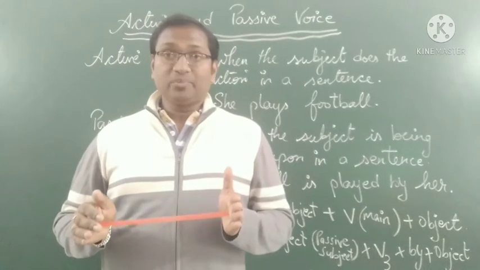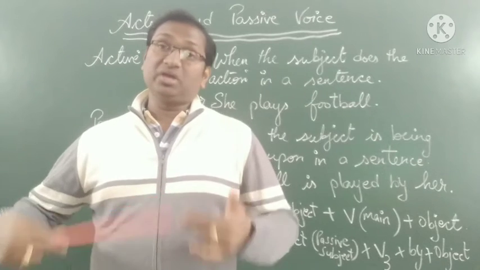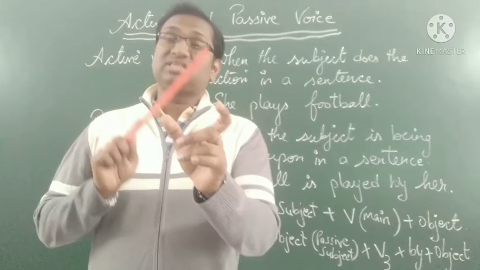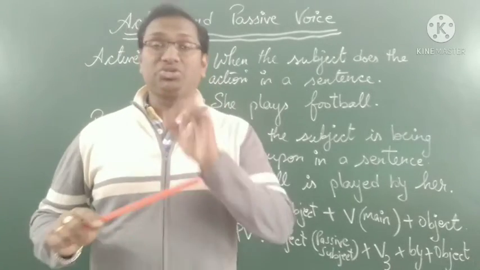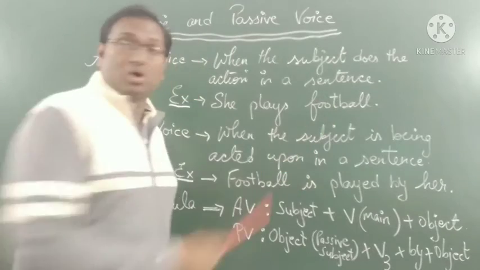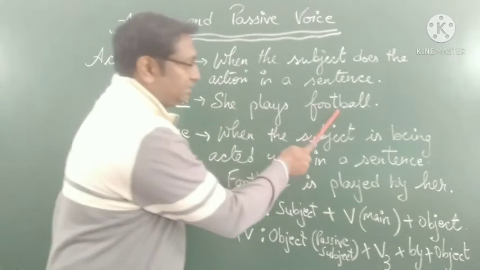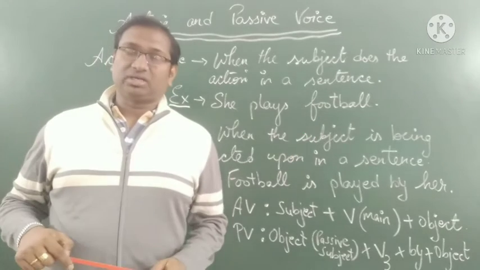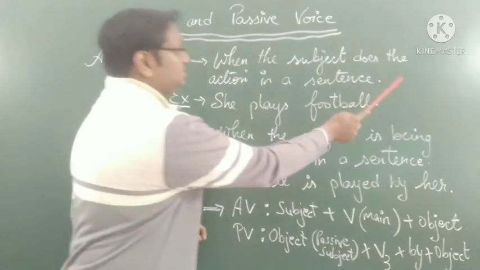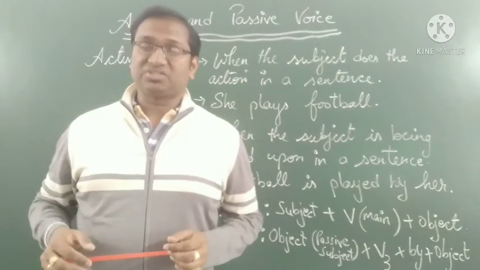Now over here, whatever action is going on, it should be on the object. So always remember that in an active voice, subject and object should be there. Example, she plays football. Now over here, she is your subject and football is the object. So when the subject does the action in a sentence, it is called your active voice.